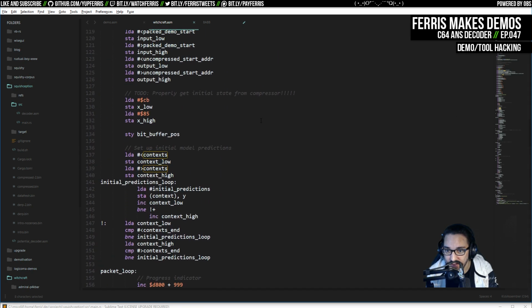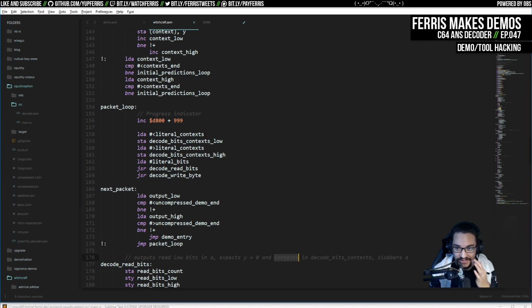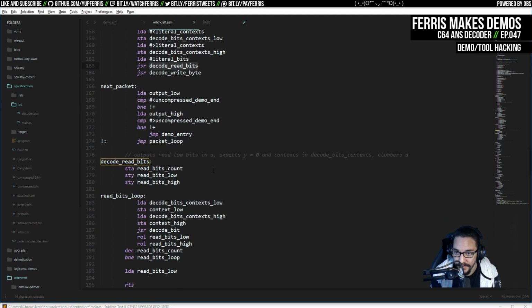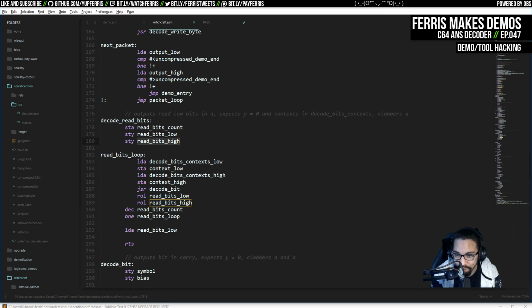So when we call this, for example, here we're going to decode literals. We set up the base context for literals into this pointer here, and then we load the number of bits we want it to read, and then we call read bits. Read bits is going to read that many bits into these 16-bit read bits low and high variables here. And this all works, except I think right now it just pulls that first context that it uses here. And that's the part we're going to change first.